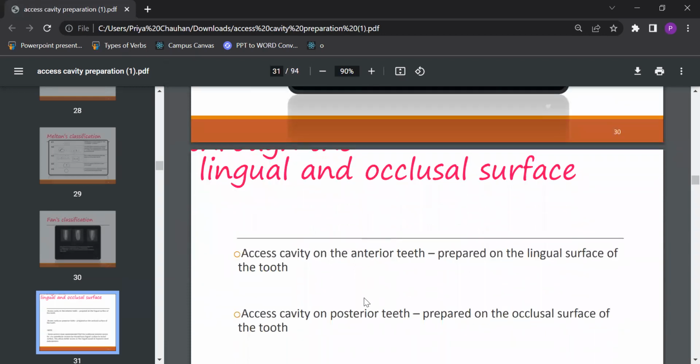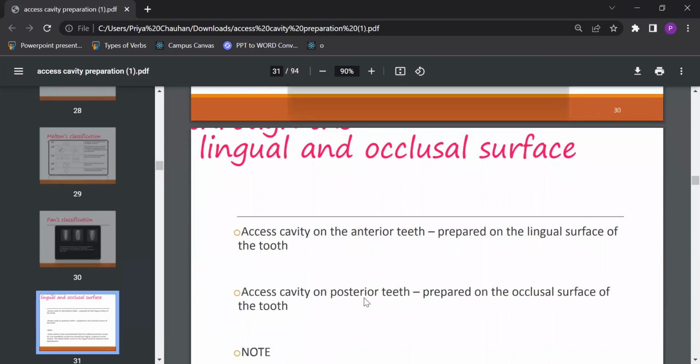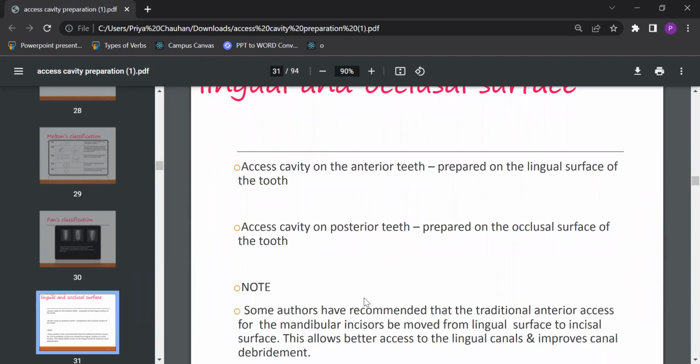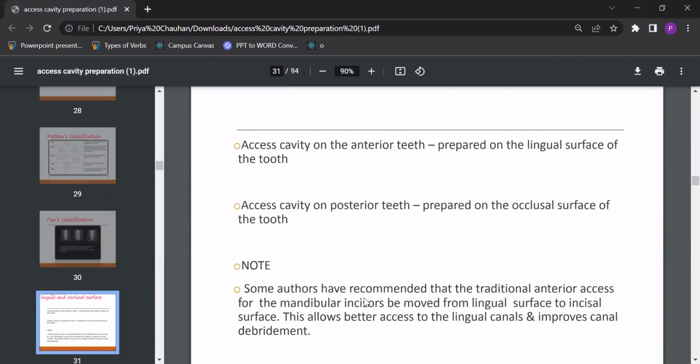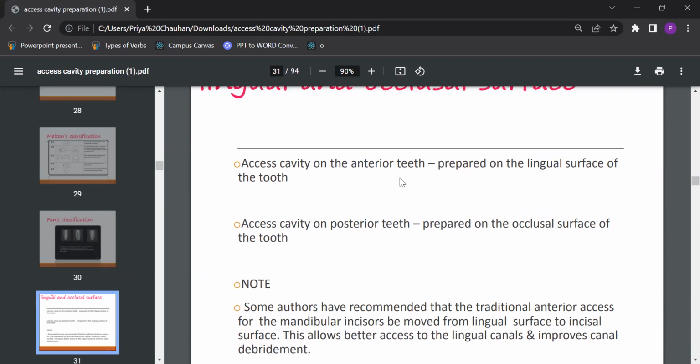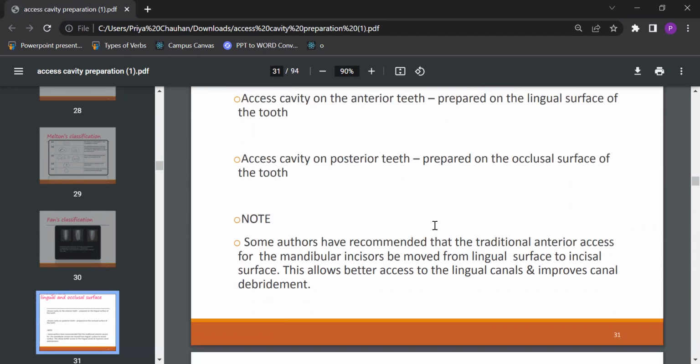So next is lingual and occlusal surface, पे क्या होता है हम देखेंगे. So access cavity on the anterior teeth is prepared on the lingual surface of the tooth. ठीक है. सबसे पहले anterior tooth के बारे में अपन बात करेंगे कि जो प्रिपेयर होती है वो lingual surface और anterior tooth पे अपन प्रिपेयर करेंगे. और जो posterior tooth में एक्सेस कैविटी रहेगी, this is prepared on the occlusal surface of the tooth.